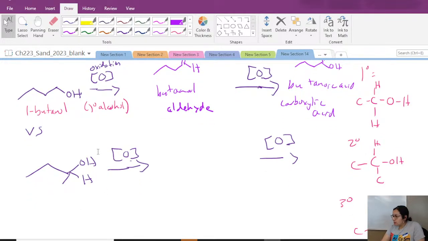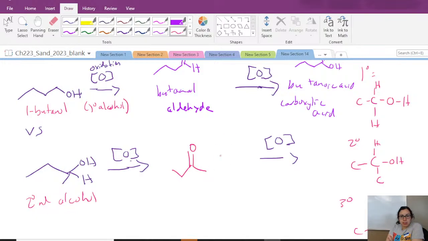And so what's the difference now? Yeah, this is a secondary alcohol. What happens when you take a secondary alcohol and you oxidize it? What group do you make? A ketone. And so now the carbonyl is off to the center here. So 1, 2, 3, 4.